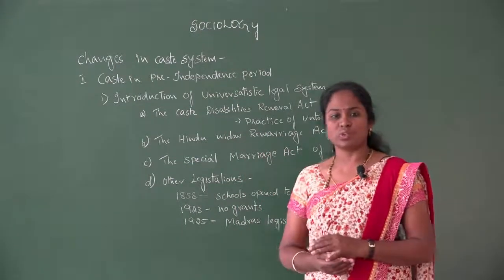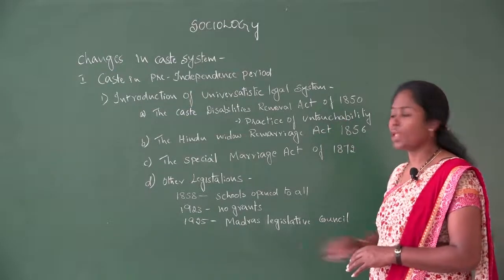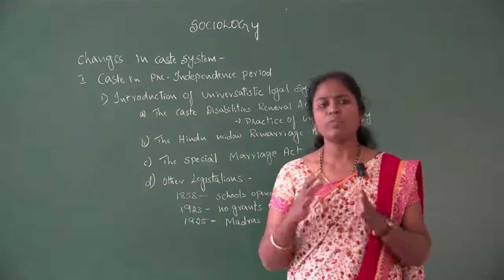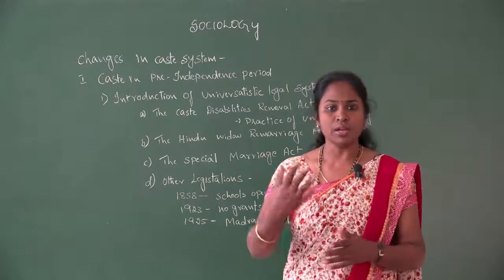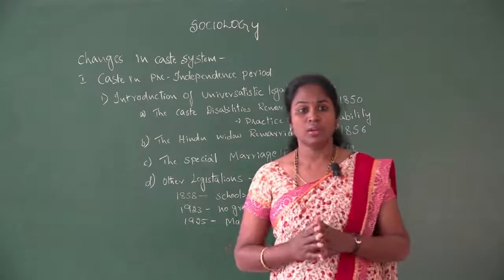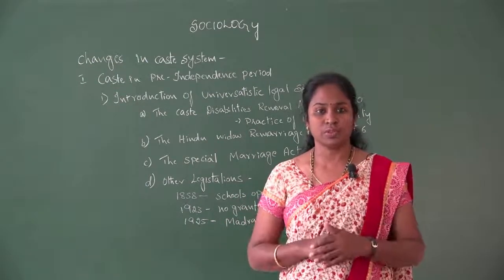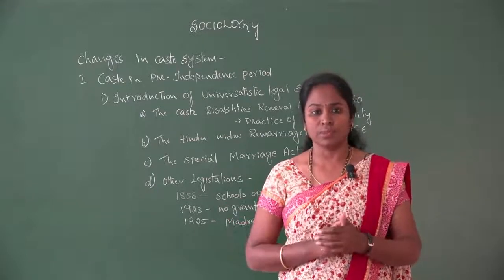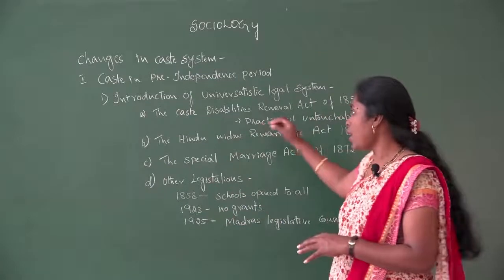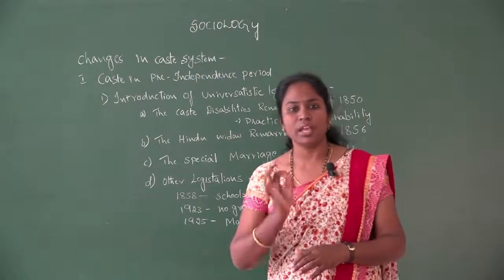Some of the legislations we can see during the British period. The first one is the Caste Disabilities Removal Act of 1850. According to this act, they tried to remove the disabilities that existed in the caste system. They also tried to remove the system of untouchability, where people believed that one group was pure and another impure, the superior ones and the inferior ones. To remove this disability between people, this act was introduced, and according to it they tried to remove the practice of untouchability in society.